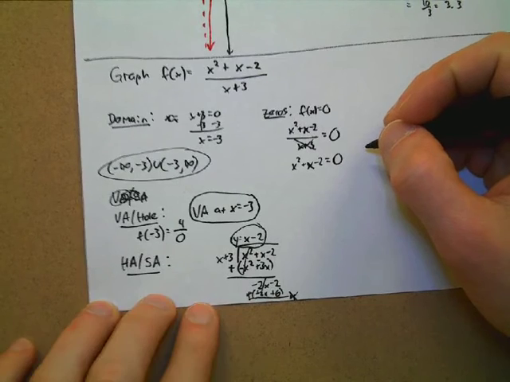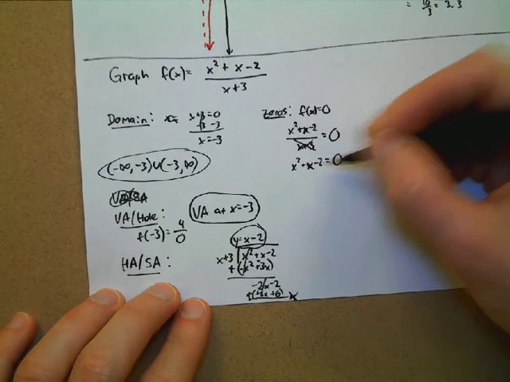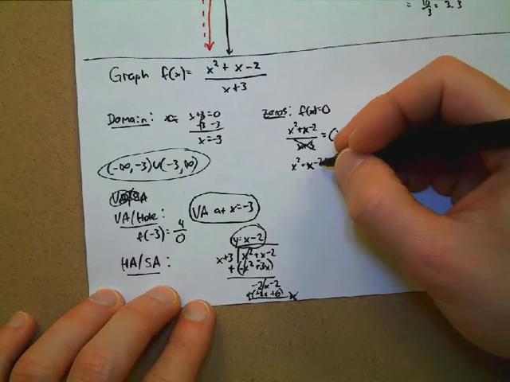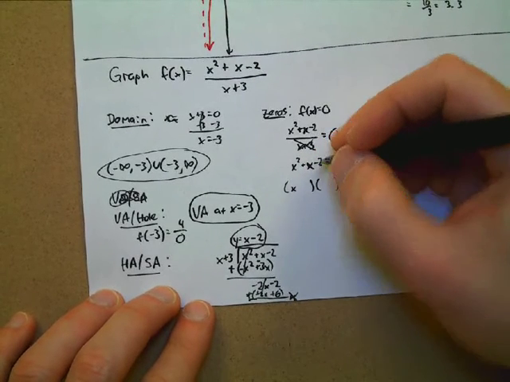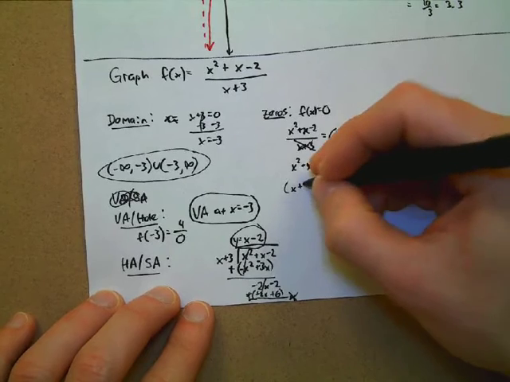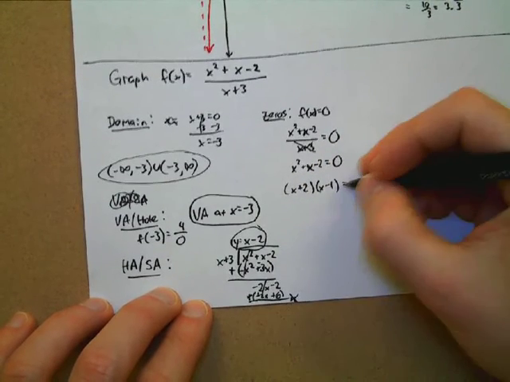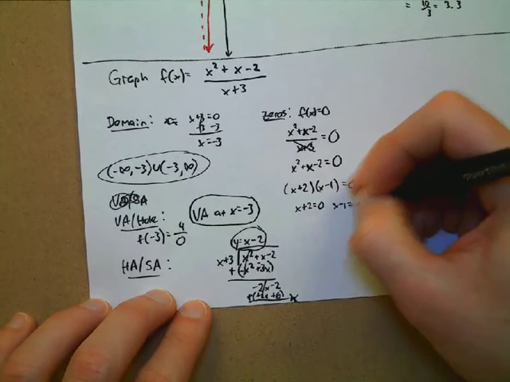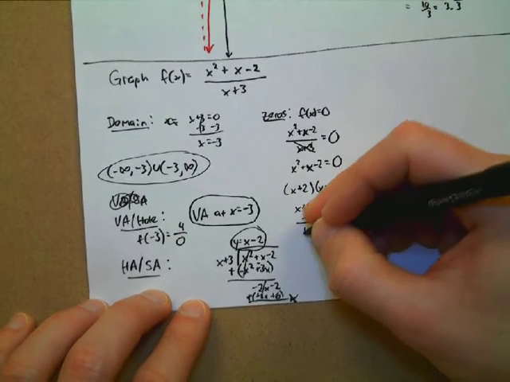So one option, you could graph this, right? You could graph this if you wanted to, and see where it equals 0. That's one option. We can factor this, though. We need two numbers that multiply to make negative 2, but add to make 1. It'll be 2 and negative 1, or negative 1 and 2. Okay, set each factor equal to 0. Subtract 2 on both sides. Add 1 on both sides.